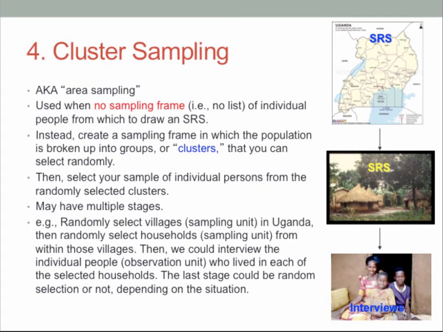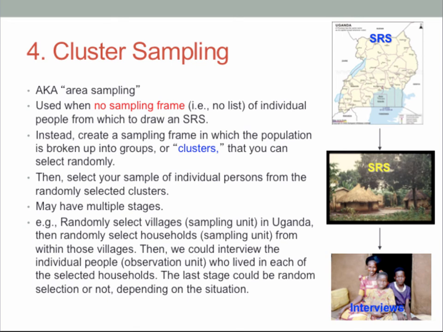And then our last probability sampling technique is cluster sampling, also known as area sampling. This is when you have no sampling frame. We don't have a list of attendees. We don't have a list of student names or rosters. We don't have a sampling frame or a list of individuals from which we can draw a simple random sampling. So instead, what we do is we create a sampling frame in which the population is broken up into groups or clusters. And then those clusters we can then select randomly.